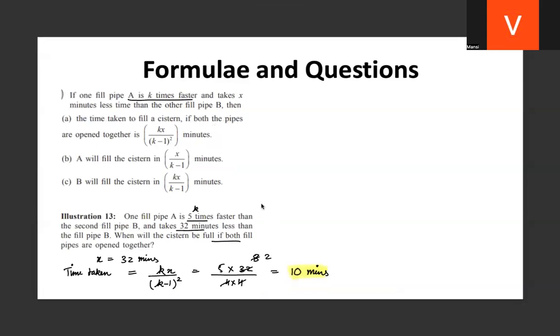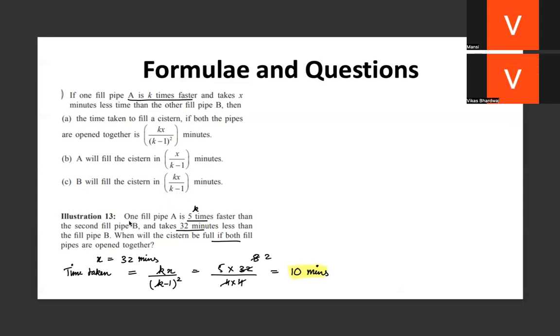Then, if one fill pipe A is K times faster and it takes X minutes less time than the other fill pipe B, you can just take note that here the language is different compared to the previous formula that we have just covered. So there are three statements now, so three formulas on the basis of this statement. The time taken to fill a cistern if both the pipes are open together would be given by this formula. If A will fill the cistern, so it is talking about individually A fill pipe and B fill pipe, B will fill the cistern in these many minutes using this formula.